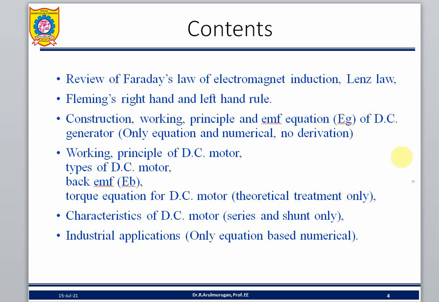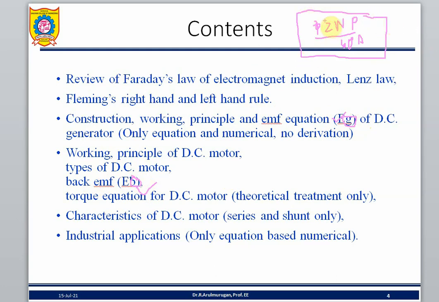So I want you to write phi Z N P divided by 60 A. This is the induced EMF equation, and the back EMF equation is the same, but here it is E_G and there it is E_B. I will teach you what back EMF is later.